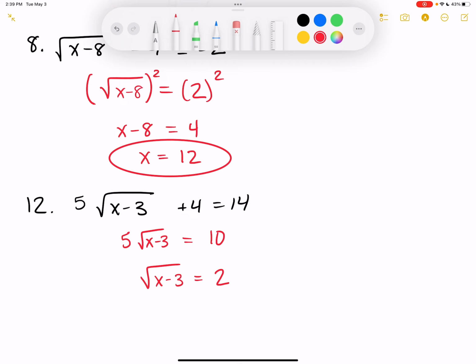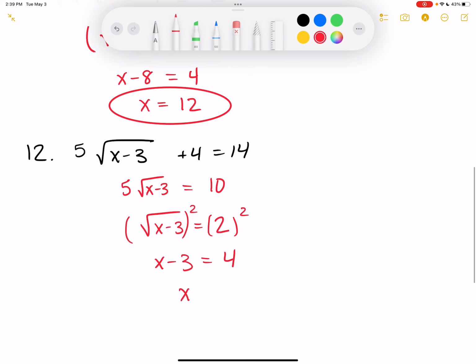Now we square everything. We square everything because we're just left with the square root on the one side. So we square this. We square this. The square root squared just causes it to go away. So x minus 3 equals 2 squared, which is 4. And then we add the 3 to the right side. X equals 7.